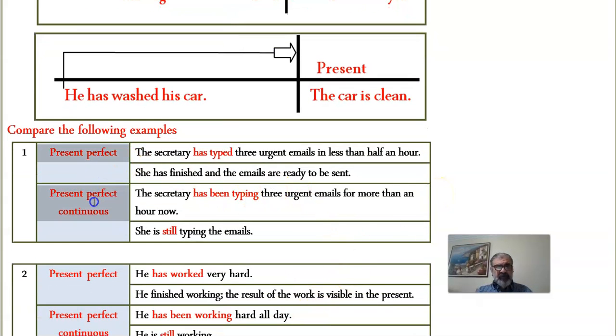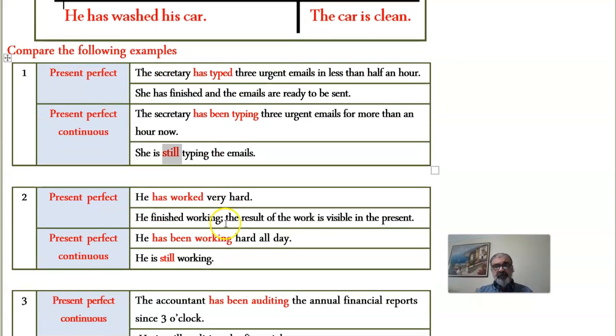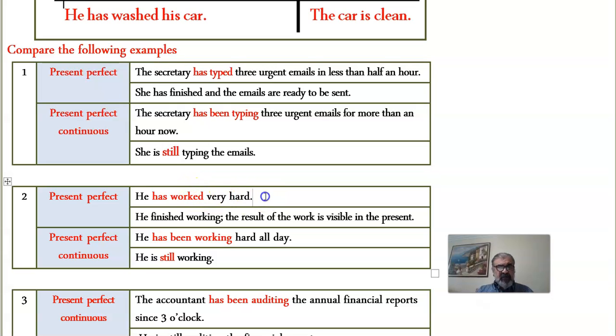Present perfect. The secretary has typed 3 urgent emails in less than half an hour. She's finished. And now she needs someone to look at them. Maybe she needs to show them to the manager before he gives his final approval. So she has finished, and the emails are ready to be sent. But if you say that the secretary has been typing for more than an hour now, it means that she's still, again the keyword, still what? Typing.